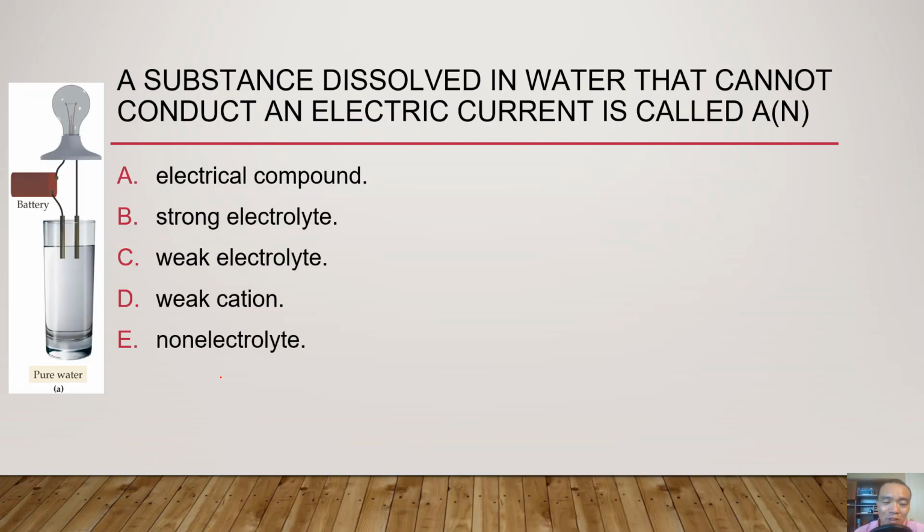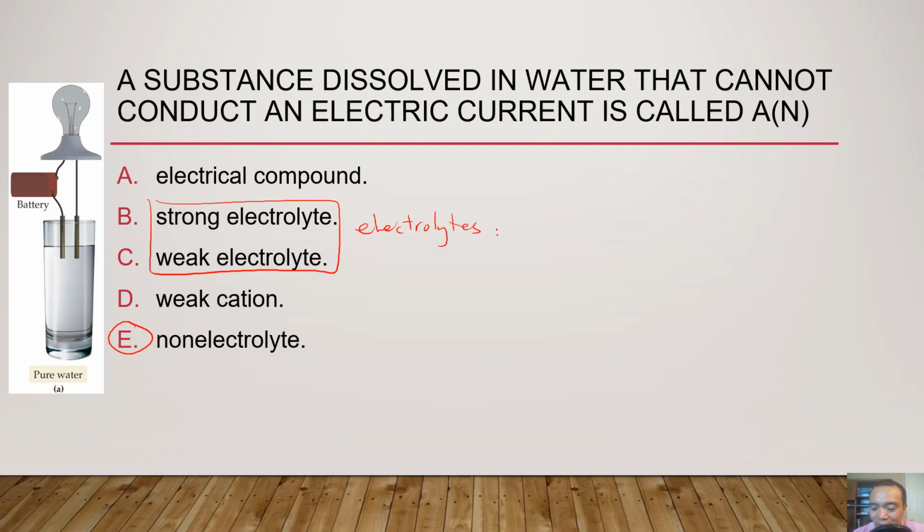A substance dissolved in water that cannot conduct an electric current, if it does not conduct electric current, we call it a non-electrolyte. Remember, non-electrolytes are different from weak electrolytes. A weak electrolyte is still an electrolyte. A strong electrolyte is also an electrolyte. Okay, these are electrolytes.